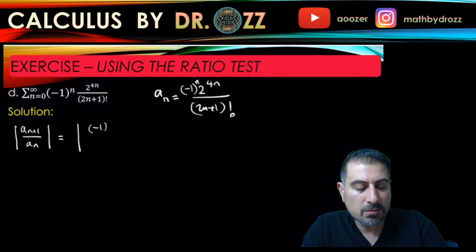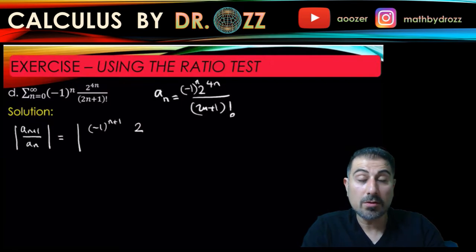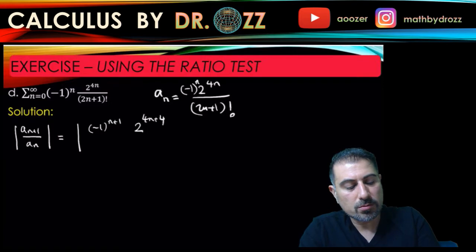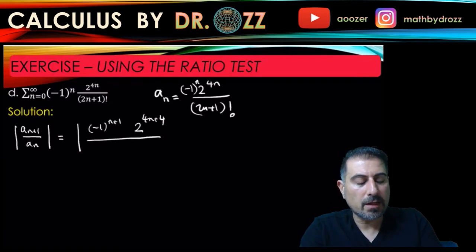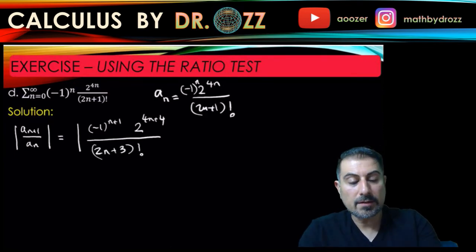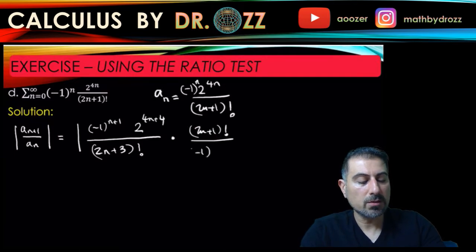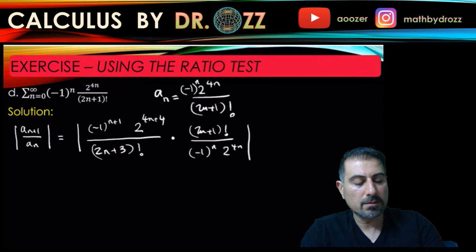So this is (-1)^(n+1), 2 to the n replaced by n+1, so it's 4n+4, okay? And in the bottom you have n replaced by n+1. That makes it (2n+3) factorial. And as I said, this is all divided by a_n, but I want to flip this over to save space, because that's also another fraction. So (2n+1) factorial and (-1)^n, 2 to the 4n. Okay?